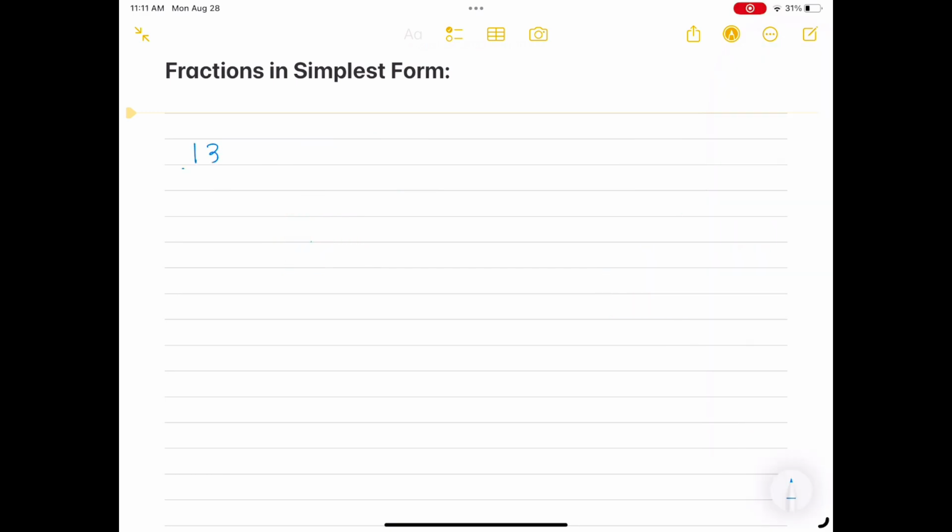To write 13/39 in its simplest form, we do prime factorization of the numerator and of the denominator. 13 itself is a prime number, so it cannot be reduced. 39, however, is divisible by 3. So 3 goes into 39 13 times, and 13 is a prime. So the prime factors of 39 are 3 times 13.